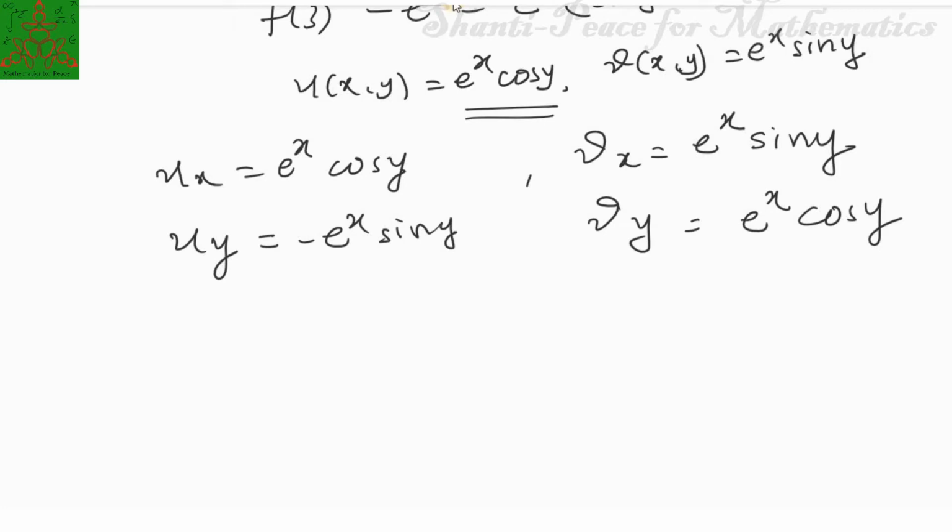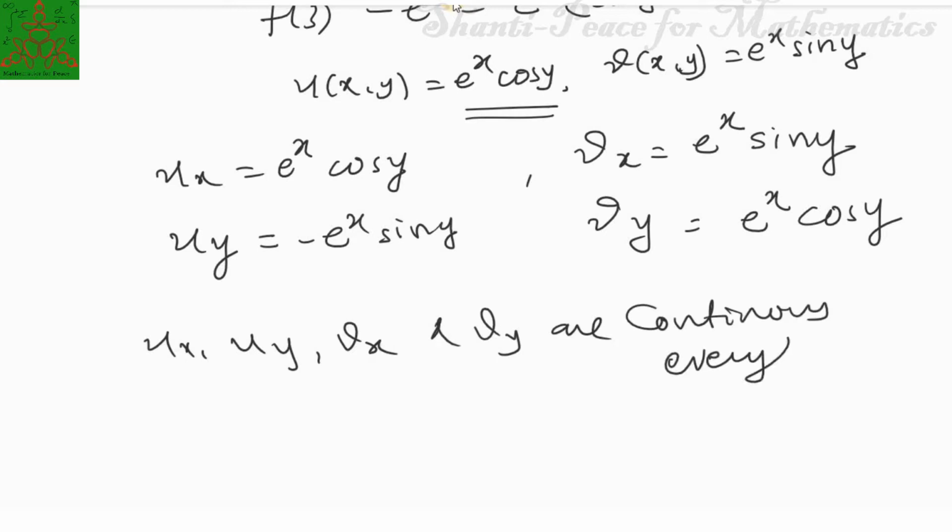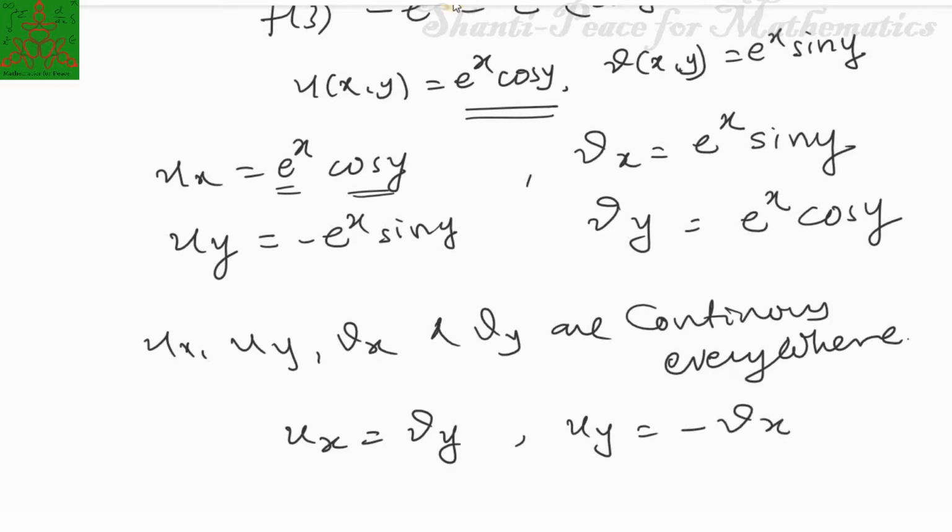So notice that these u_x, u_y, v_x, v_y are continuous everywhere, due to the exponential function and the trigonometric functions, and you know that the product of two continuous functions is continuous in functions of two variables. So that's why u_x and u_y are continuous, v_x and v_y are continuous, and you just notice that u_x is equal to v_y and u_y is equal to minus v_x. So that means CR equations are also satisfied. So the partial derivatives are continuous and the CR equations are satisfied, so we can say that the function is differentiable.